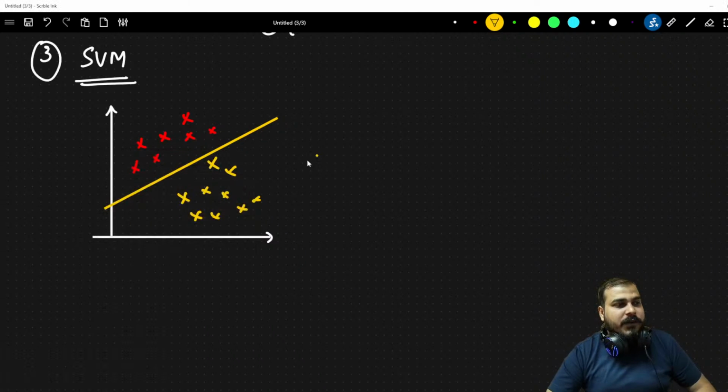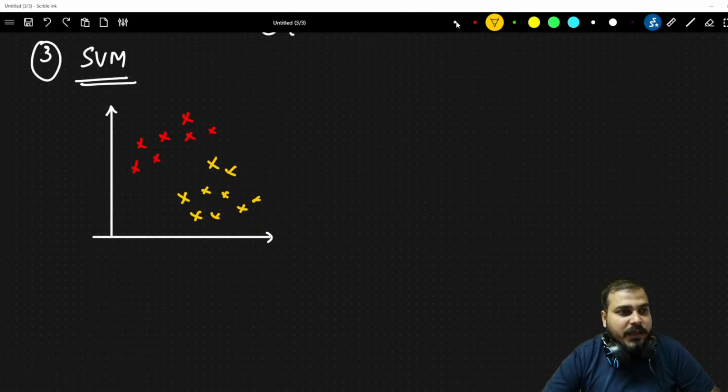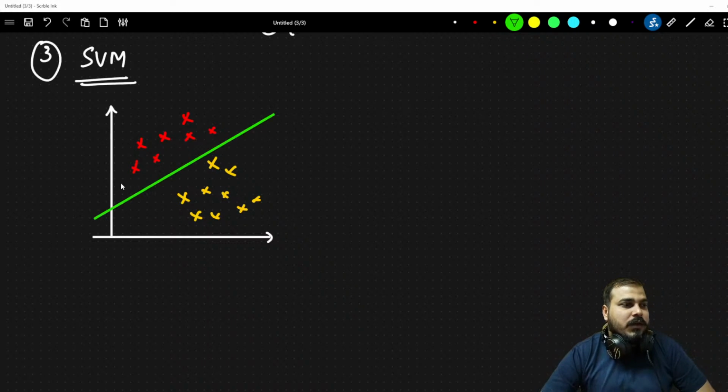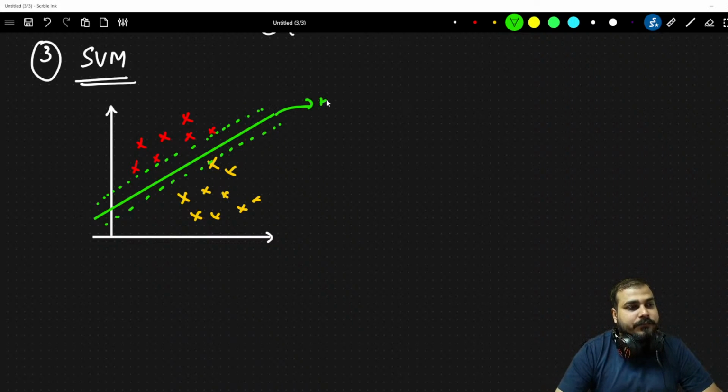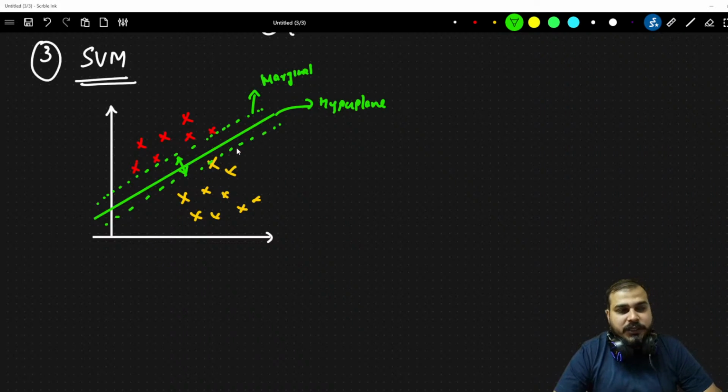Now in SVM, what we do is that we not only create a best fit line, but we also create what are called marginal planes. So like this, we create some marginal planes. This is your hyperplane, and this is your marginal plane. And whichever plane has this maximum distance will be able to divide the points more efficiently.